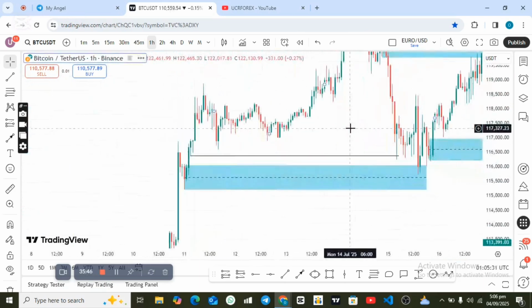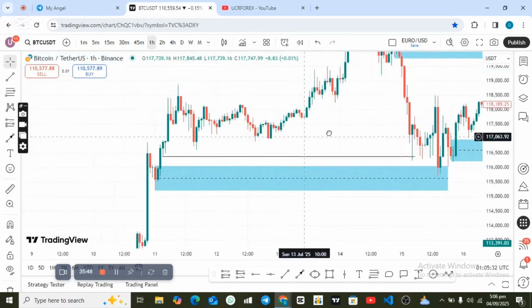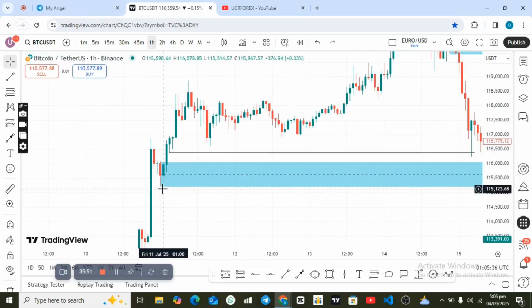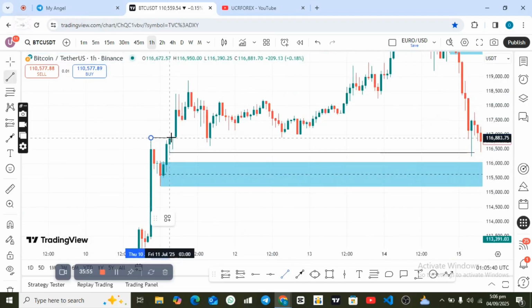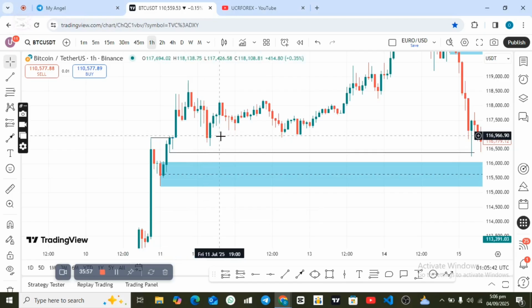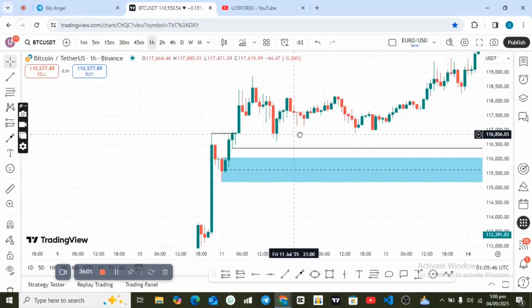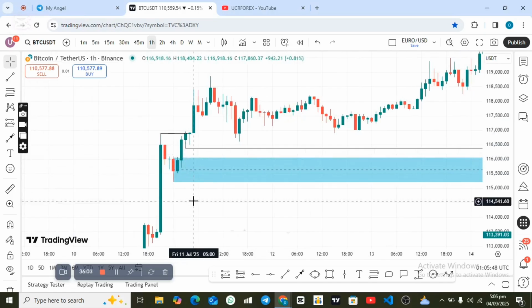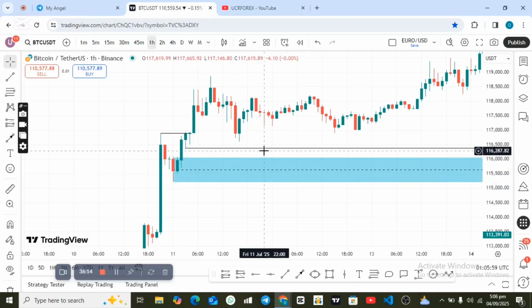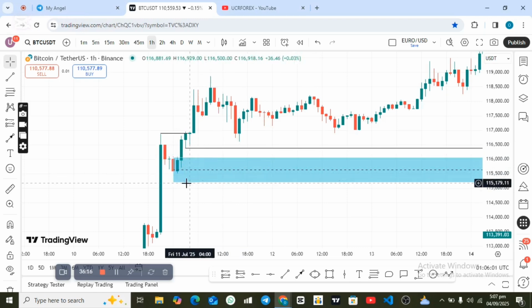Okay, you can see this POI now. Look at this POI. There was a little retracement here. Price went up massively and broke its structure. Number one rule. The second rule is that it has a fair value gap. Look at the gap here. The third rule is that it must have an inducement level, which you can see here. And the fourth rule, it must be unmitigated.